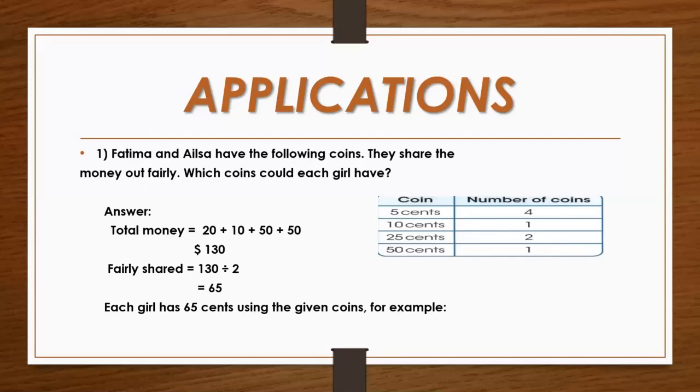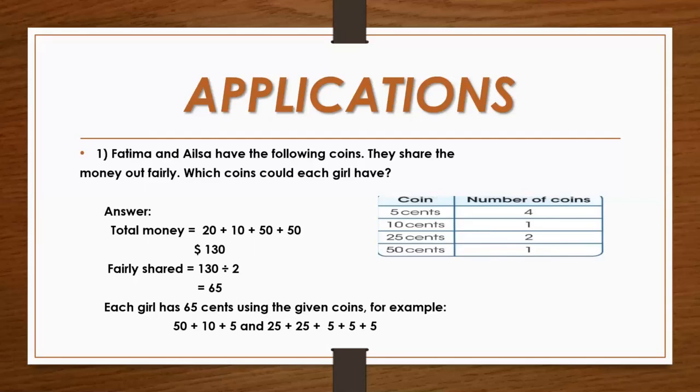We'll start with Fatima. So which coins could each girl have? Let's start with Fatima as 50 plus 10 plus 5. So that together makes 65. So here in this tabular column, they have mentioned 50 cents. How many coins? Only one coin. So I gave that 50 cents coin to Fatima with 10 cents and 1 5 cents coin.